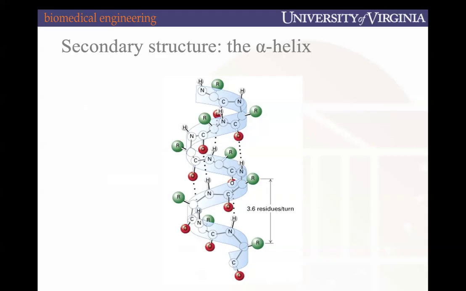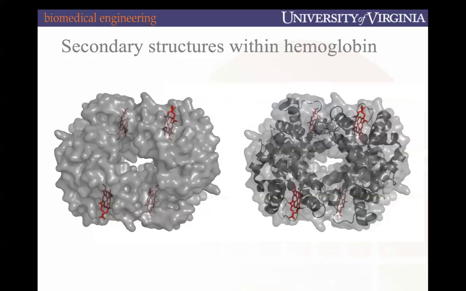The next structure is called a, oh, sorry, forgive me. And so in hemoglobin, if we take a second to look at the secondary structure there, it is almost entirely comprised of alpha helices.